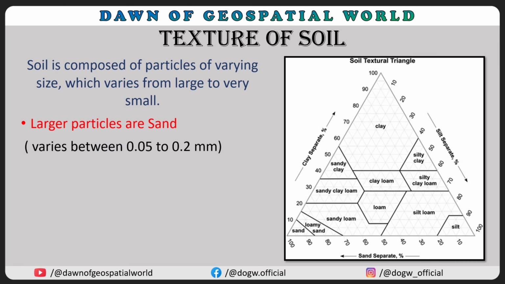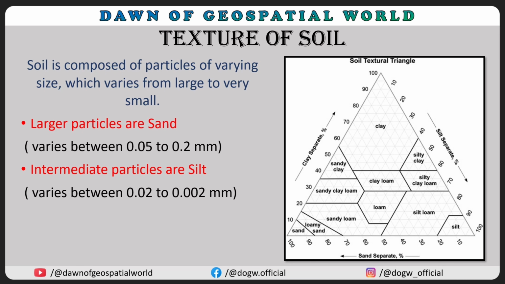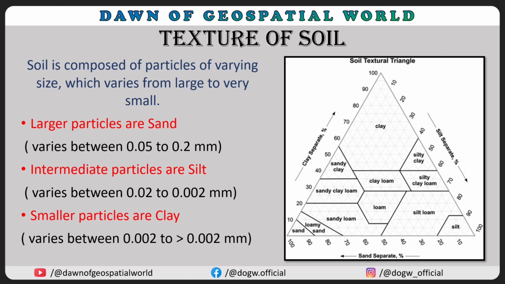Larger particles are sand, which varies from 0.05 to 0.2 mm, whereas the intermediate particles are silt, which varies from 0.02 to 0.002 mm, and the smallest particles are clay, which varies between 0.002 mm to less than 0.002 mm.